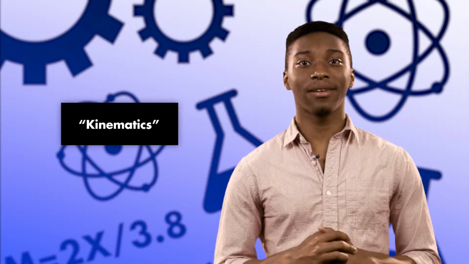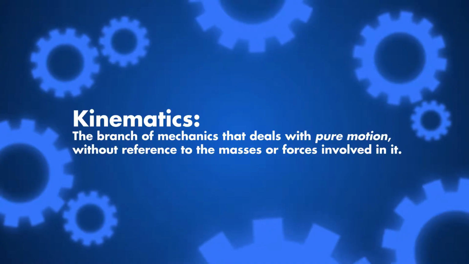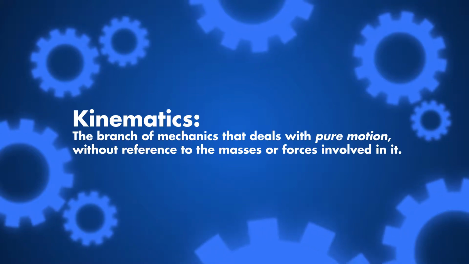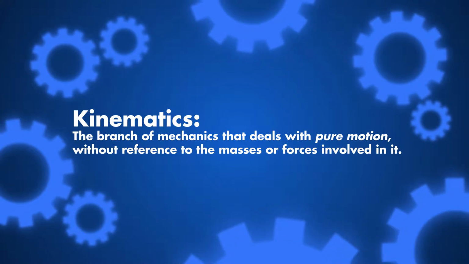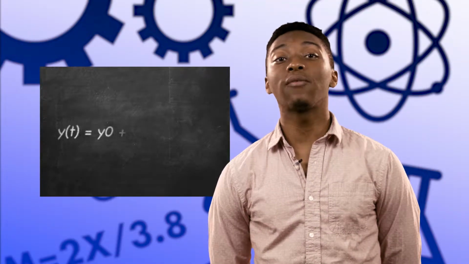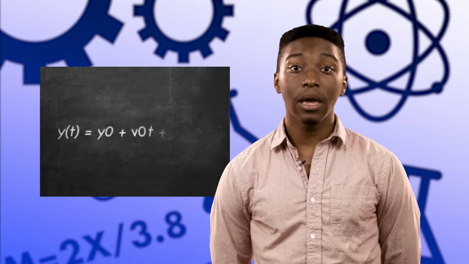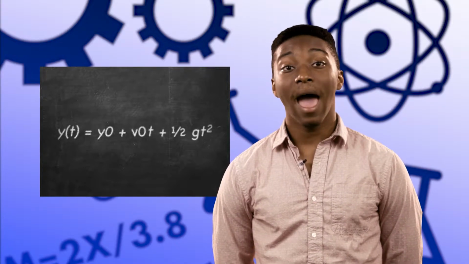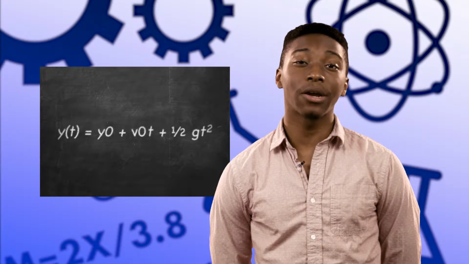In order to find that out, we have to look at a concept called kinematics. For those of you unfamiliar with this concept, kinematics is the branch of mechanics that deals with pure motion without reference to the masses or forces involved in it. We can use the following formula to solve for it. The final position equals the initial position plus the starting velocity multiplied by the time plus 1/2 of the acceleration multiplied by the time squared. And also, note that this formula ignores air resistance.